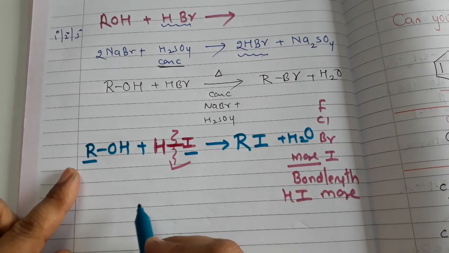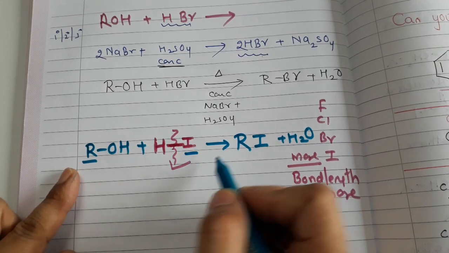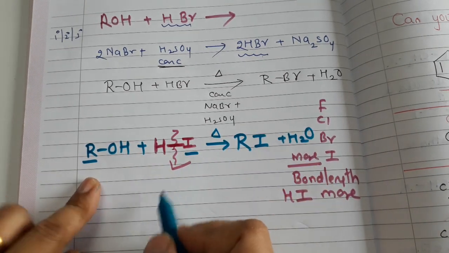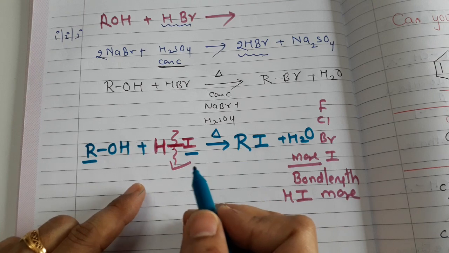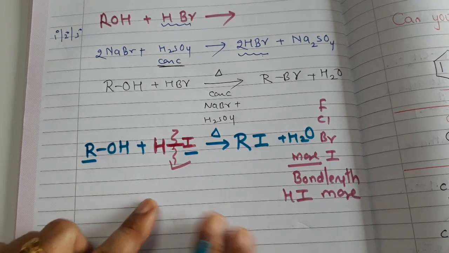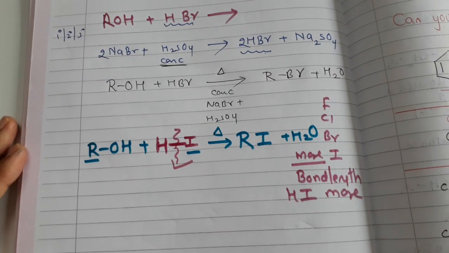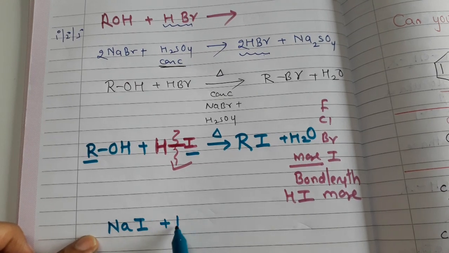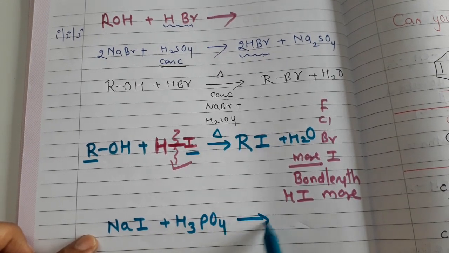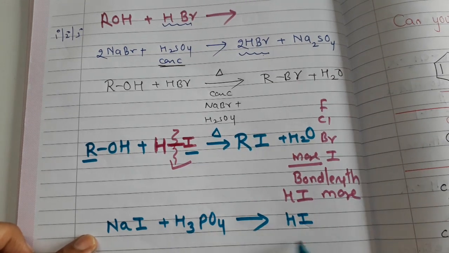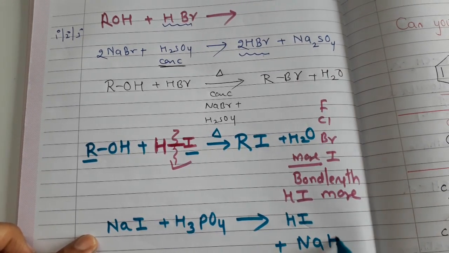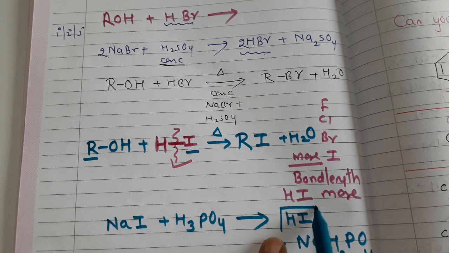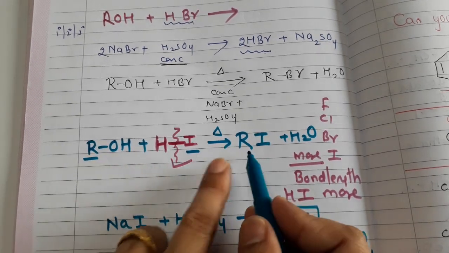So what happens is, in case of HI, a good yield of alkyl iodides may be obtained by heating the alcohols with sodium iodide or potassium iodide. Alright, so this is about HI. Now, how do we get HI? We need to know that we have sodium iodide plus phosphoric acid. So we get HI plus, we write here, sodium dihydrogen phosphate, and we got HI. So this HI is used to get alkyl iodides.